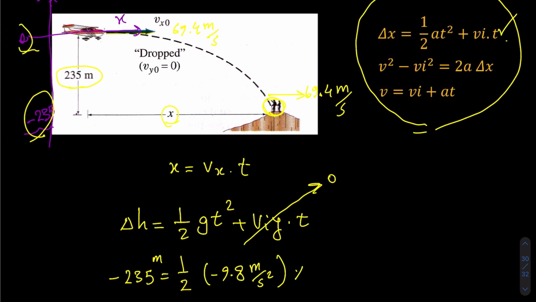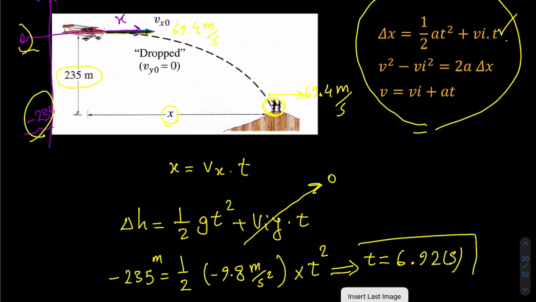Times t to the power of 2, and then from here I can get t is equal to 6.92 seconds. All right, so this is the time.